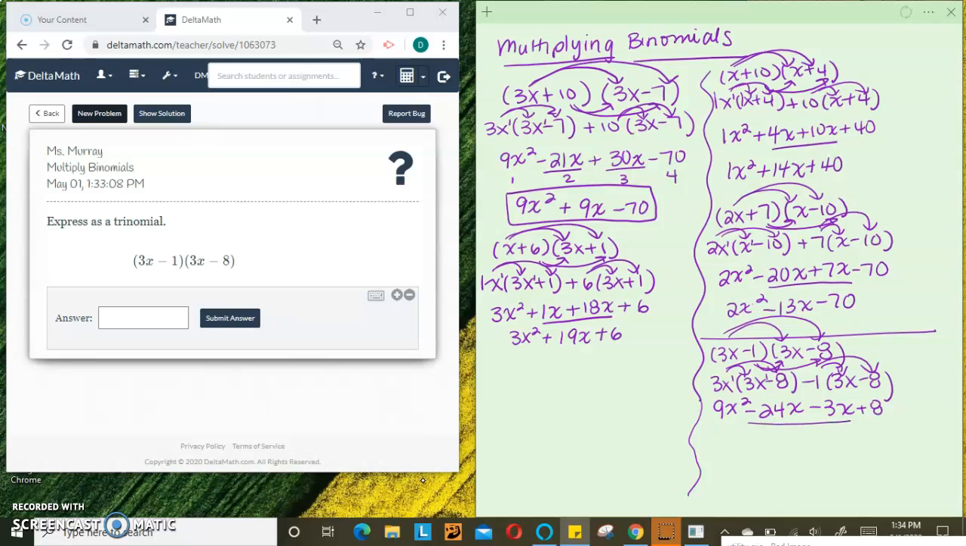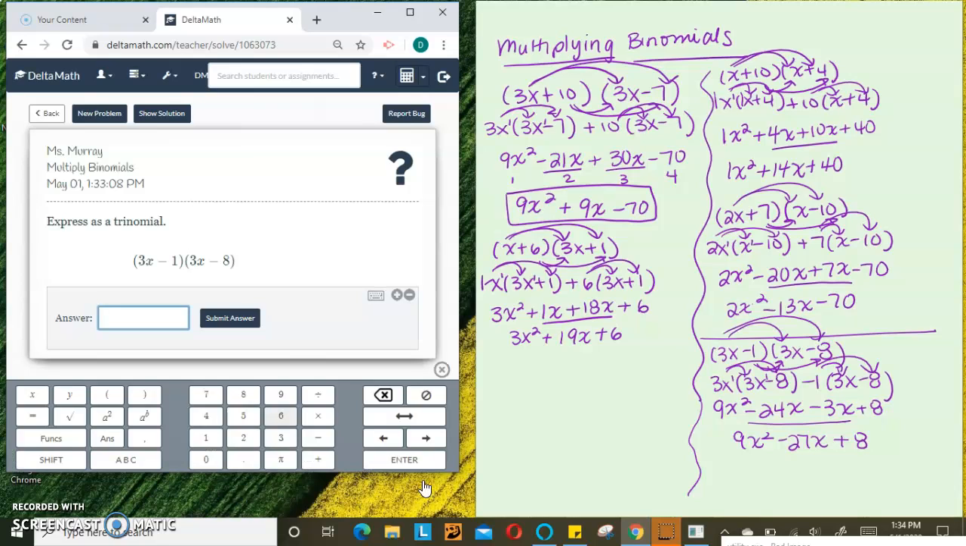Then when I'm combining like terms, I'm adding, so it's negative 24x and a negative 3x, so I add and keep the sign, so that becomes a negative 27x, bring down the 8 and the 9x squared. So my final answer is going to be 9x squared minus 27x plus 8.